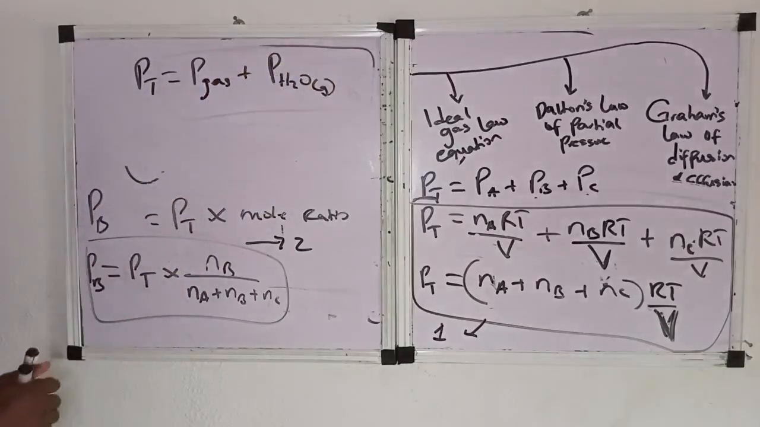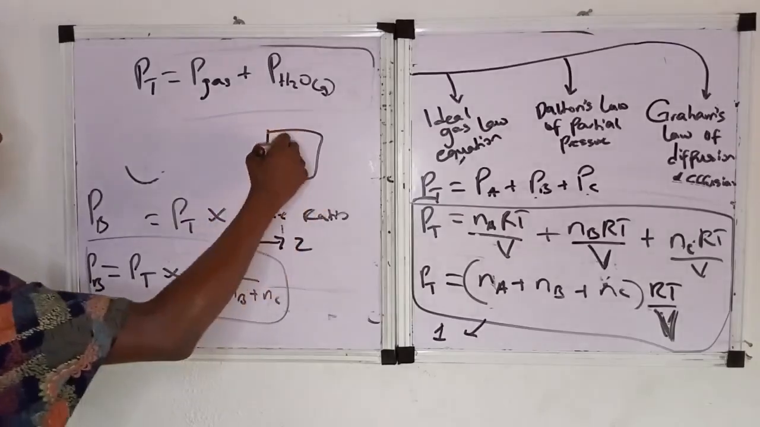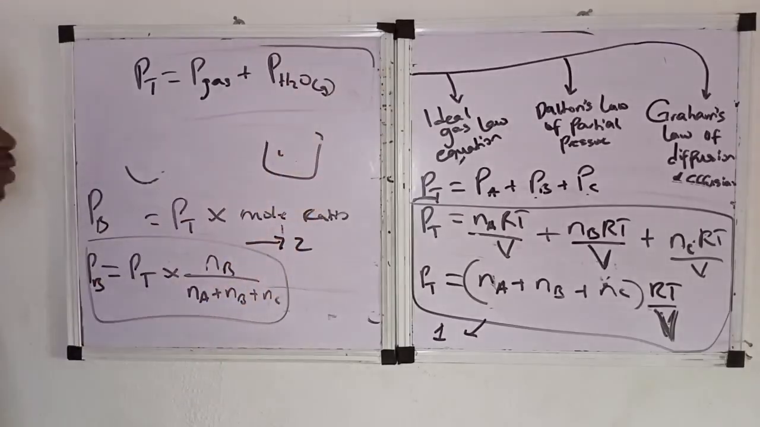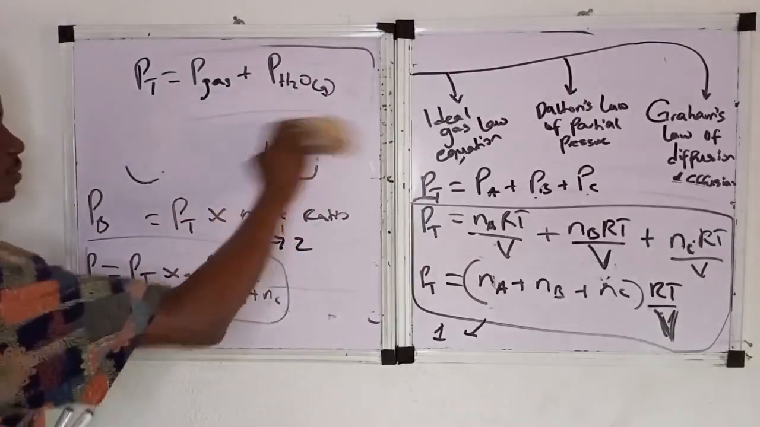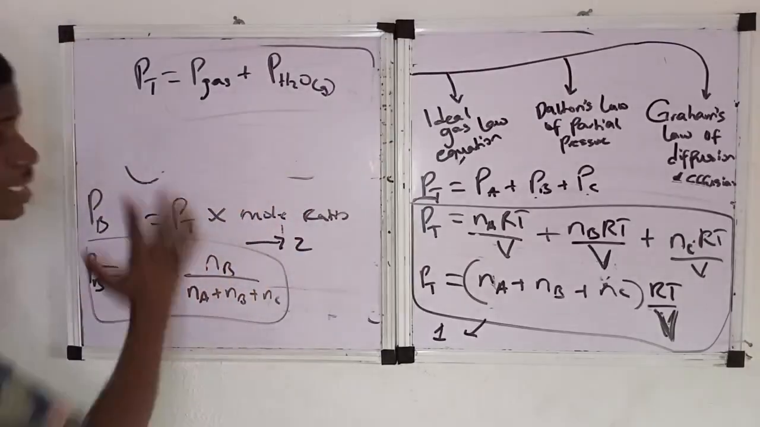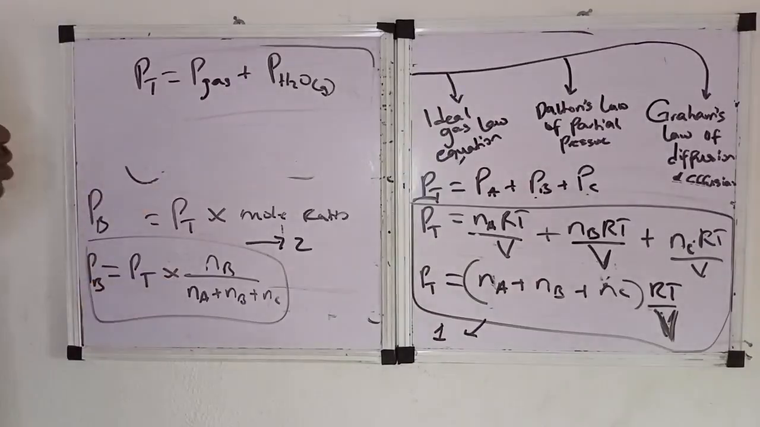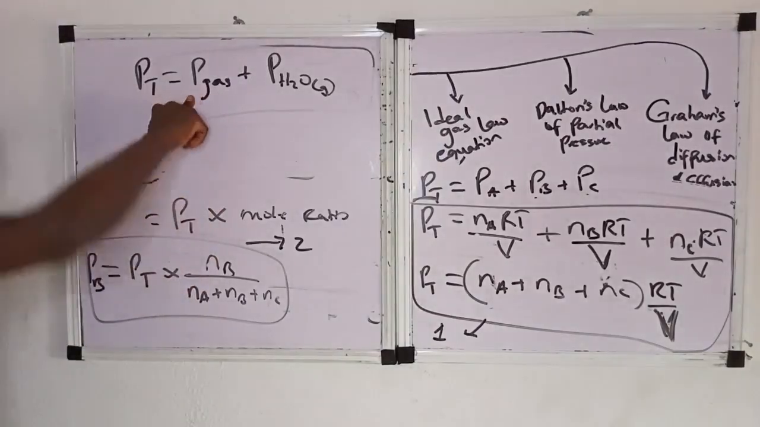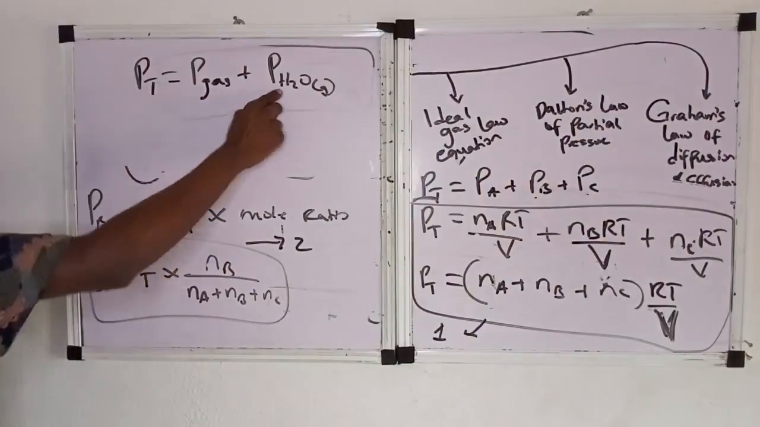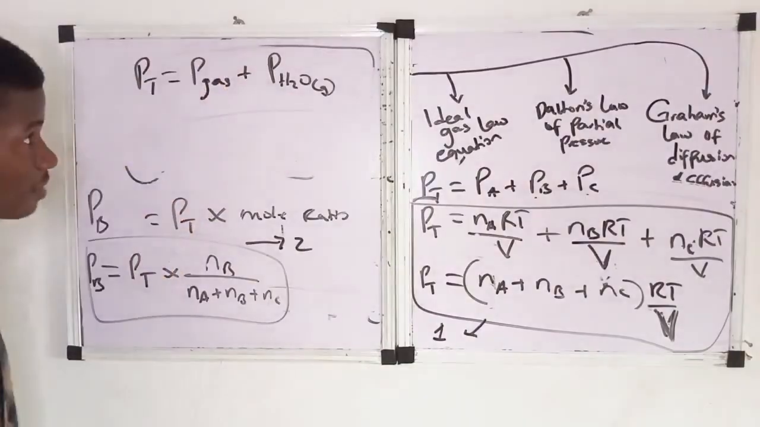Now let's say, for example, you collected a gas over water. The total pressure exerted by that mixture will be the pressure exerted by the gas plus the pressure exerted by water vapor.